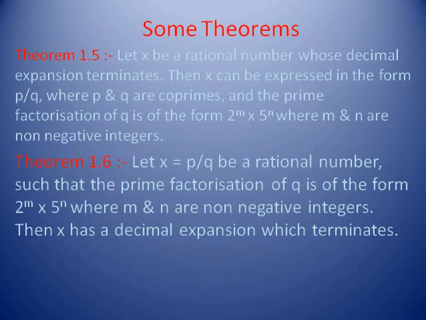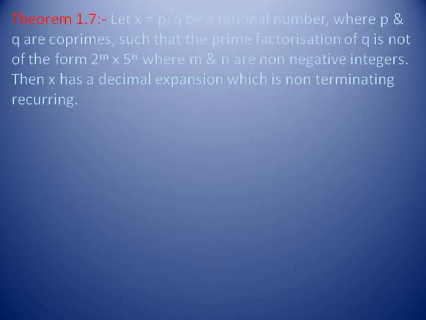Now let us see what theorem 1.7 says. Let x is equal to p by q be a rational number where p and q are co-primes, such that the prime factorization of q is not of the form 2 to the power m into 5 to the power n, where m and n are non-negative integers. Then x has a decimal expansion which is non-terminating recurring.